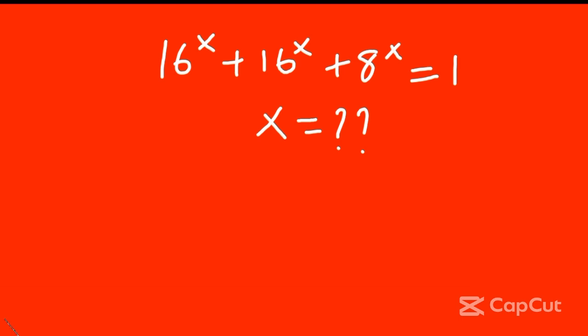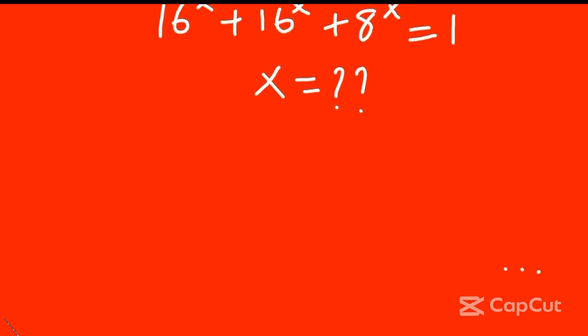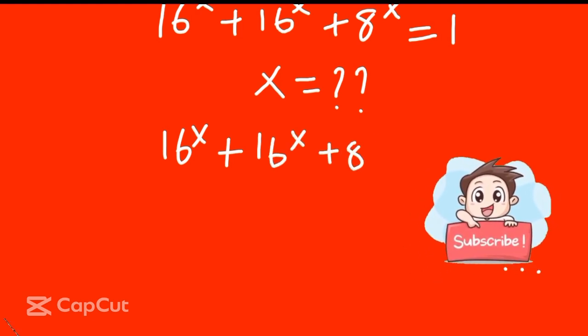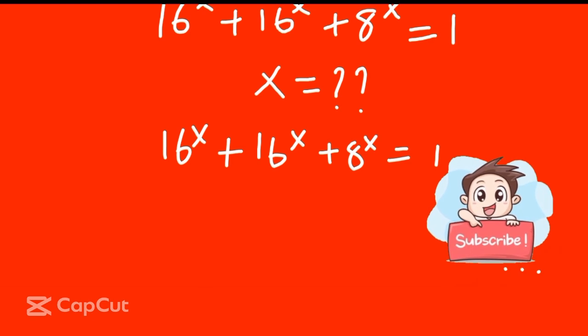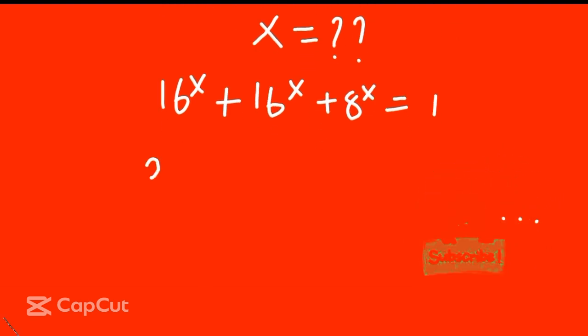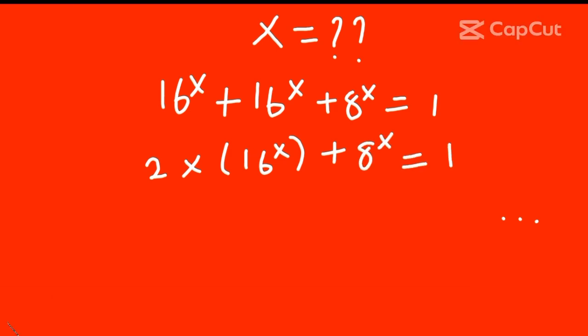So the first step in solving this question: we already have 16 raised to the power of x plus 16 raised to the power of x plus 8 raised to the power of x is equal to 1. So we can write 16 raised to the power of x plus 16 raised to the power of x as 2 multiplied by 16 raised to the power of x, and then we have plus 8 raised to the power of x is equal to 1.